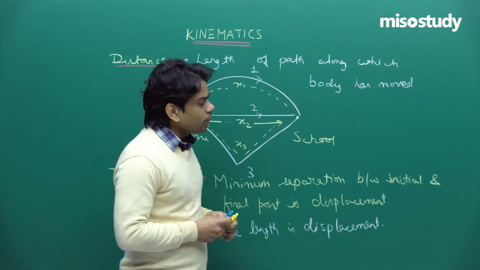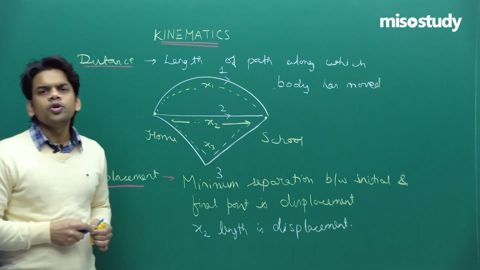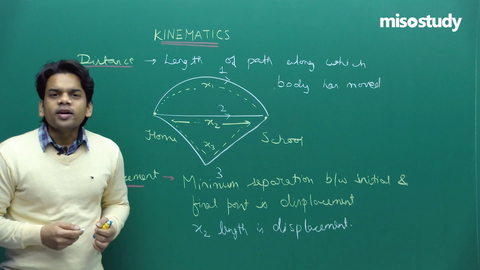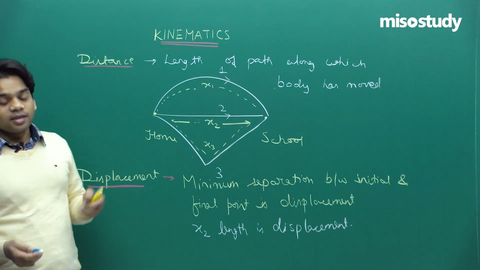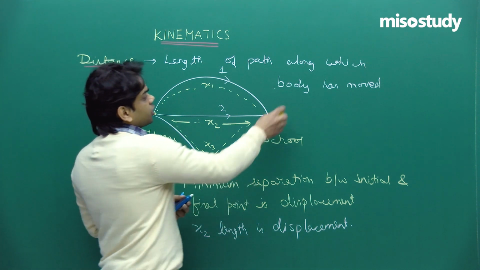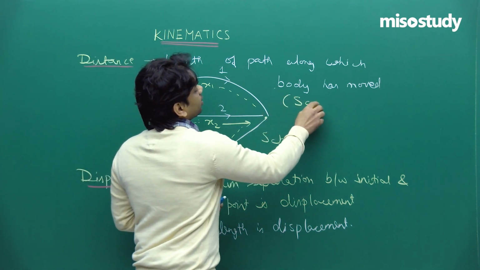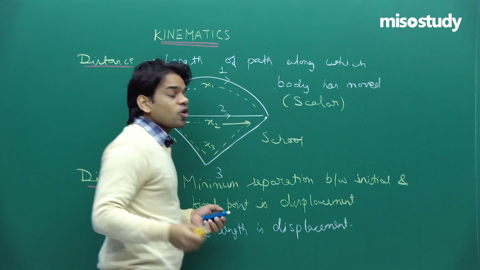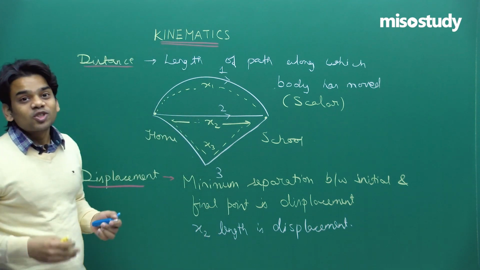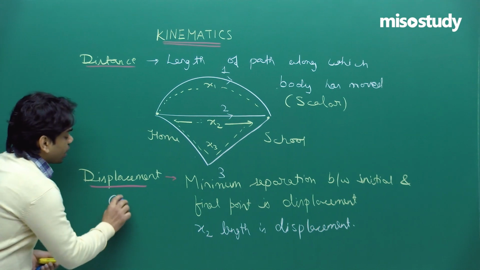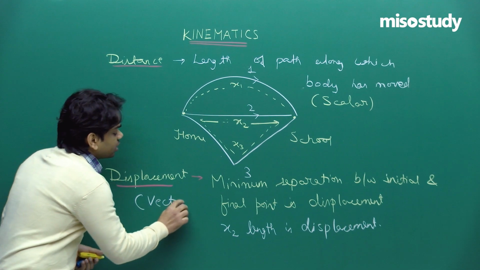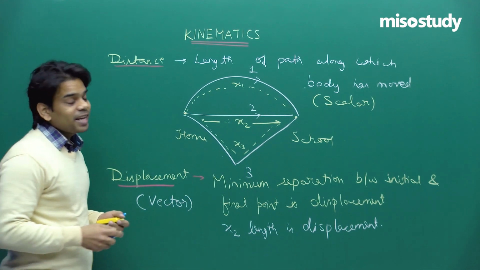Let me tell you one more thing. I told you that physical quantities can be classified into scalars and vectors. Distance is a scalar quantity, so you may mention here it's a scalar quantity. That means it has only magnitude, but not any direction. Displacement is a vector quantity. That means it has both magnitude and direction.